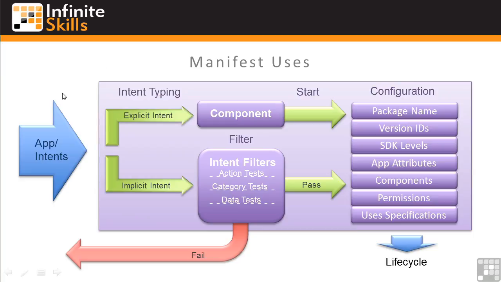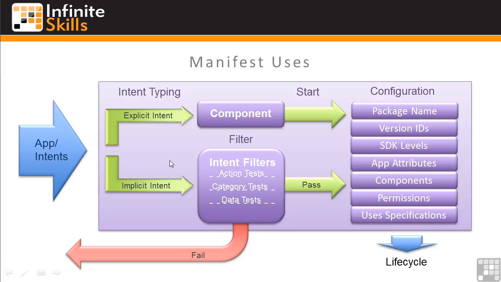The manifest is used by the Android system in conjunction with application intents. And we'll look at intents in detail in a coming lesson. For now, it's enough to understand that intents are used to start application components. And there are two types of intents, explicit and implicit. Explicit intents identify specific components by name and are typically used to start other components within an application.